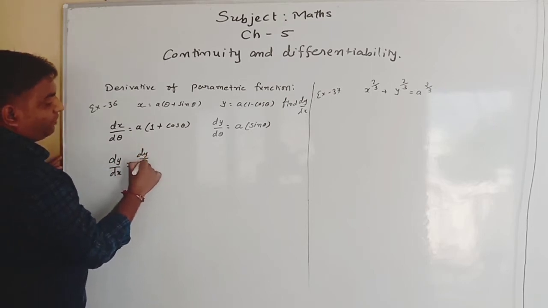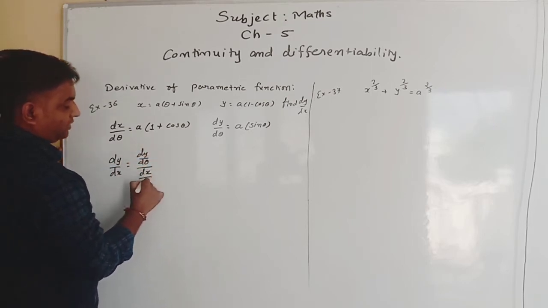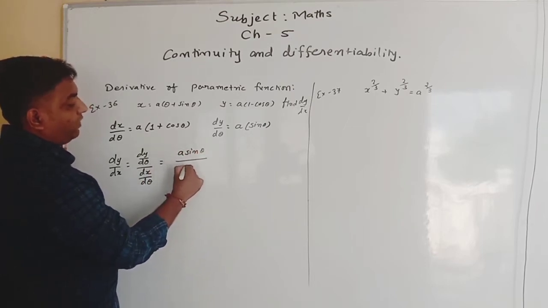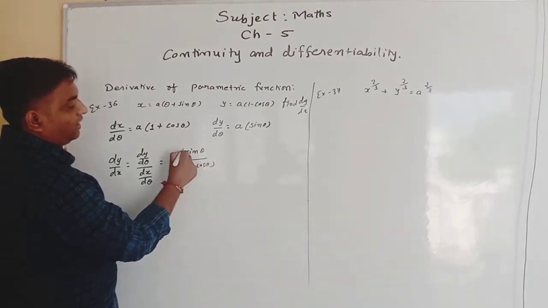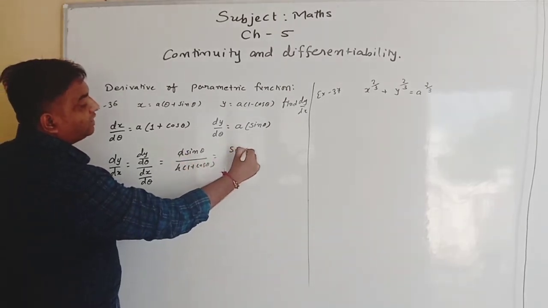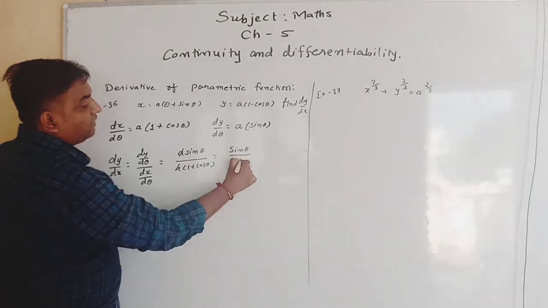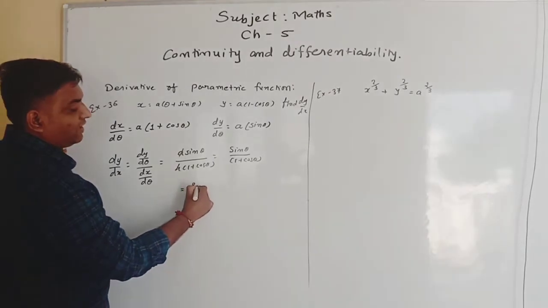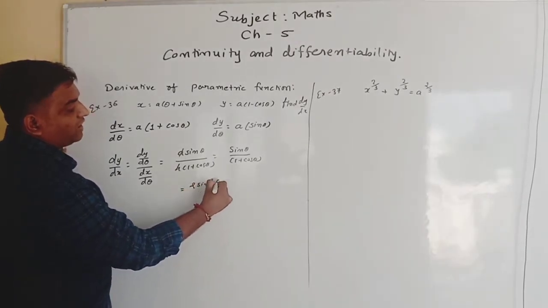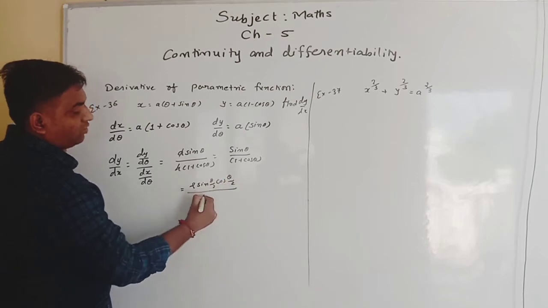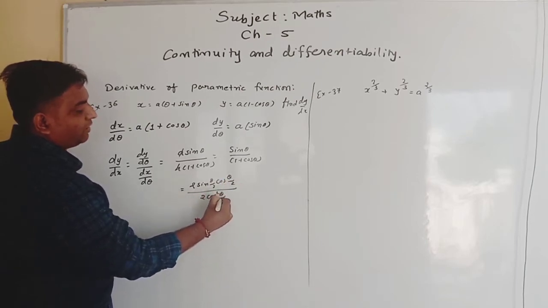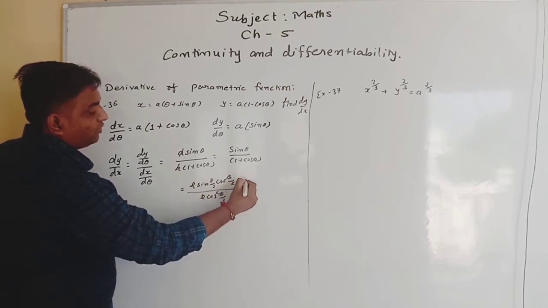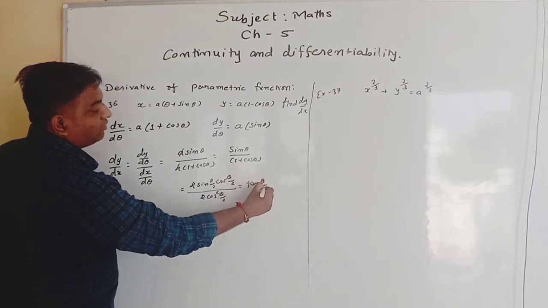So we get dy by dx as dy by d theta upon dx by d theta, which is a sin theta upon a (1 plus cos theta). Here a cancels, giving sin theta upon 1 plus cos theta. This answer is okay, but sometimes we can simplify: sin theta we write as 2 sin theta by 2 cos theta by 2, and 1 plus cos theta we write as 2 cos square theta by 2. Then we simplify, and it becomes tan theta by 2.